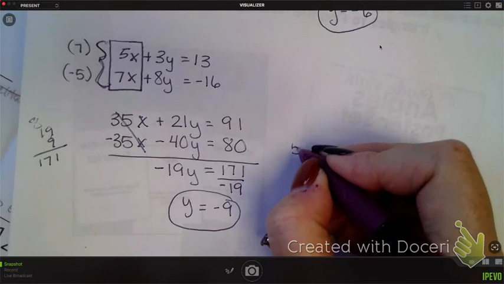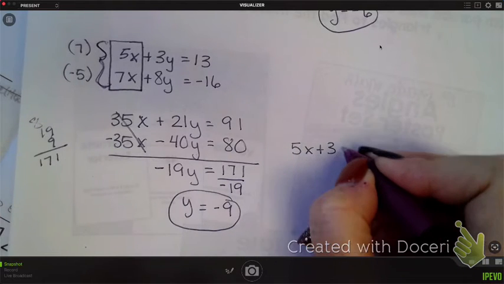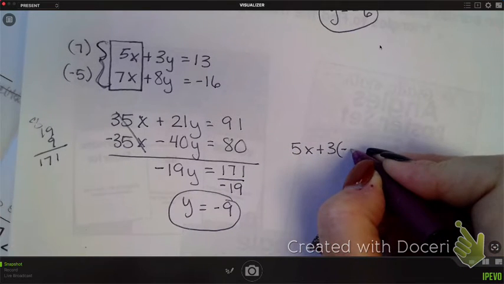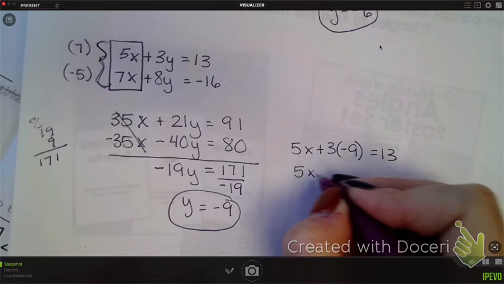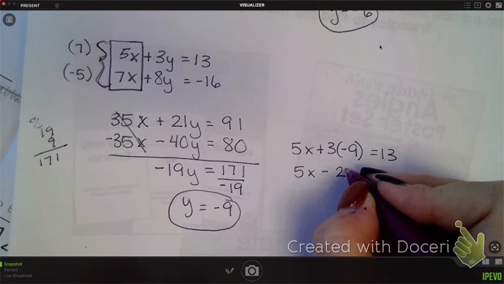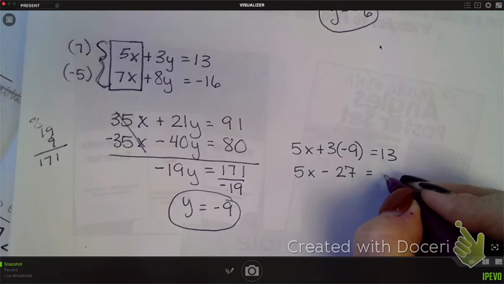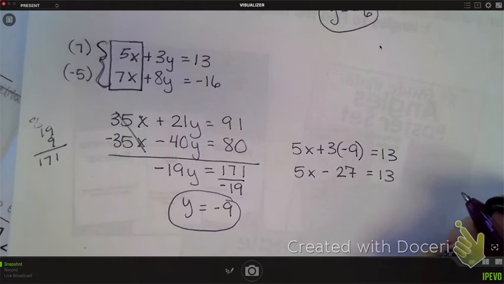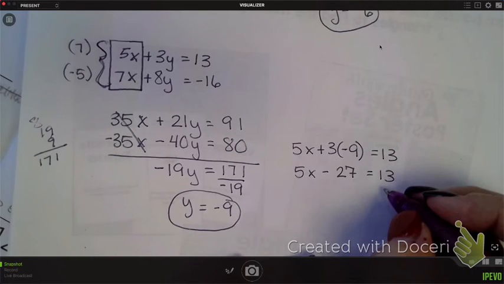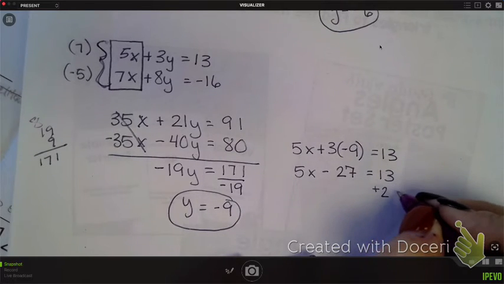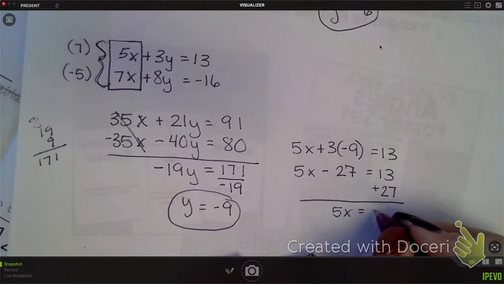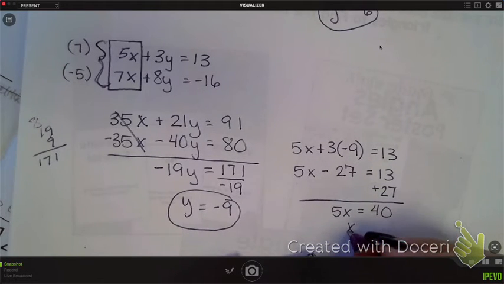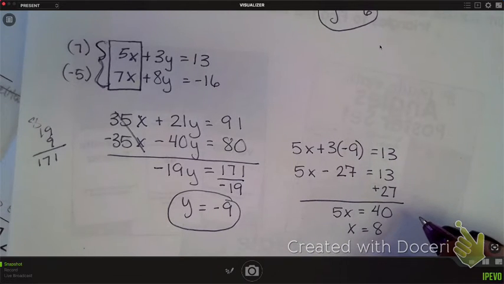So I have 5x plus 3 times negative 9 equals 13. So 5x minus 27 equals 13. Can you add the 27 to the 13? So x equals what? 8? I got 6.